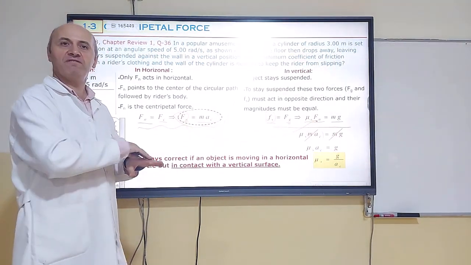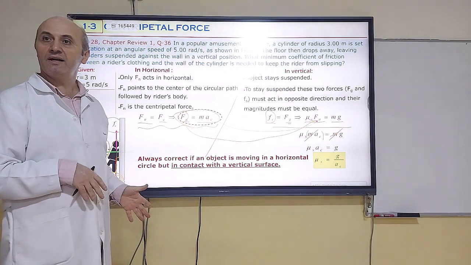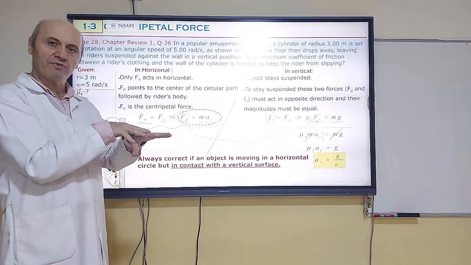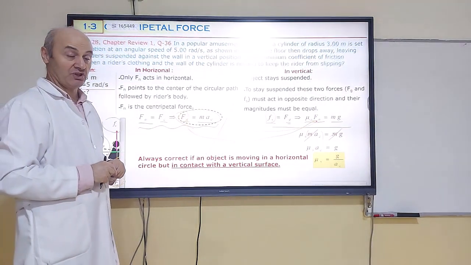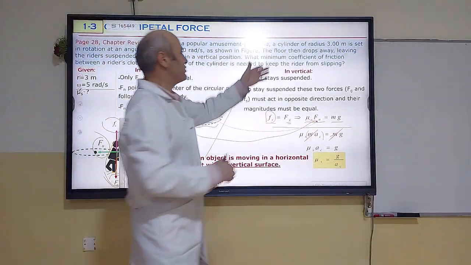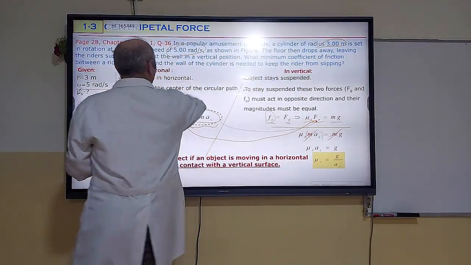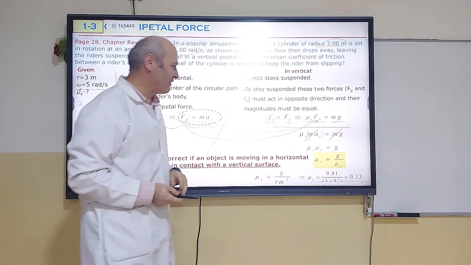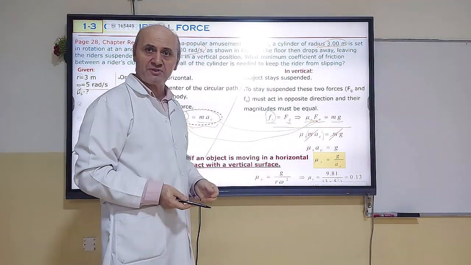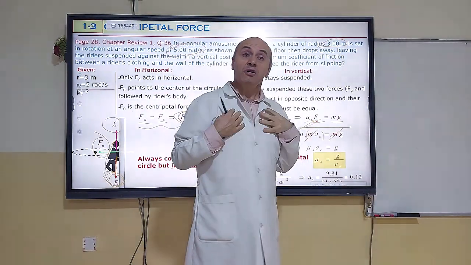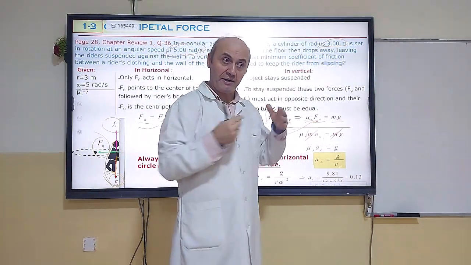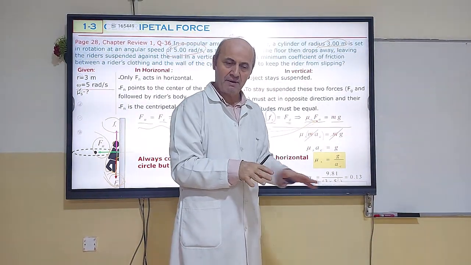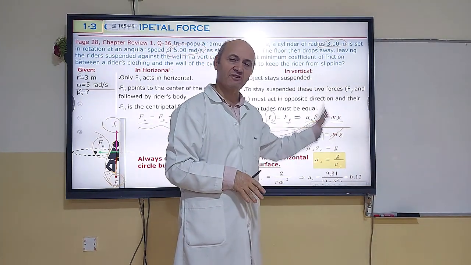It's the flip version of the flat surface. I mean, for a vertical contact surface, it is G over AC. For a horizontal contact surface, it is AC over G. Now we can calculate mu s. G is 9.81. AC, you know, in terms of radius and omega squared, we can find it. So write 3 times 5 squared, 9.81 divided by that number, we will get the result as 0.13. If the static friction coefficient between the child's clothing and the wall of the cylinder is 0.13 minimum, the child will stay. But if it is less than that, yes, the child will start sliding down.